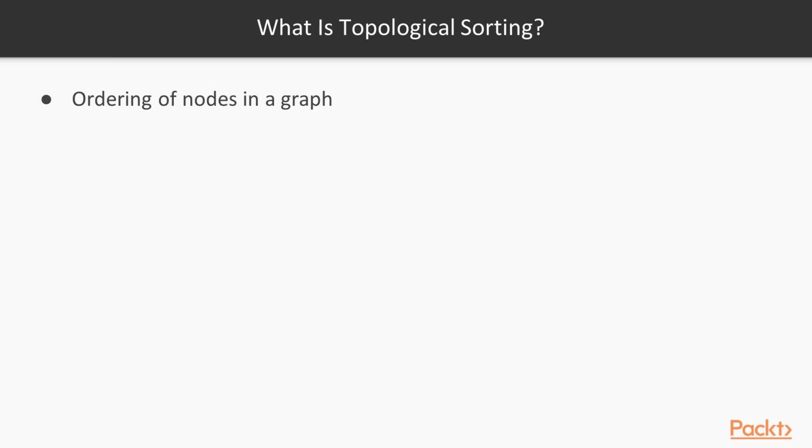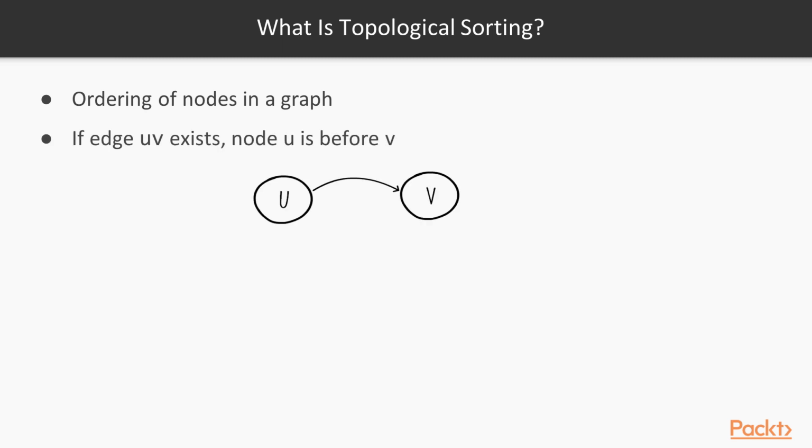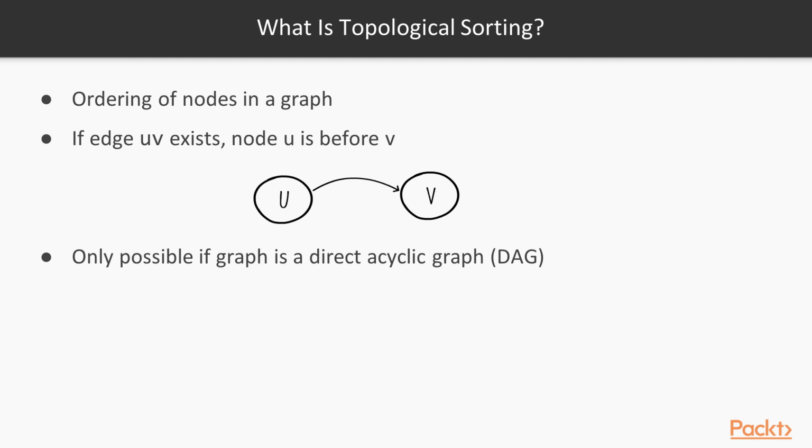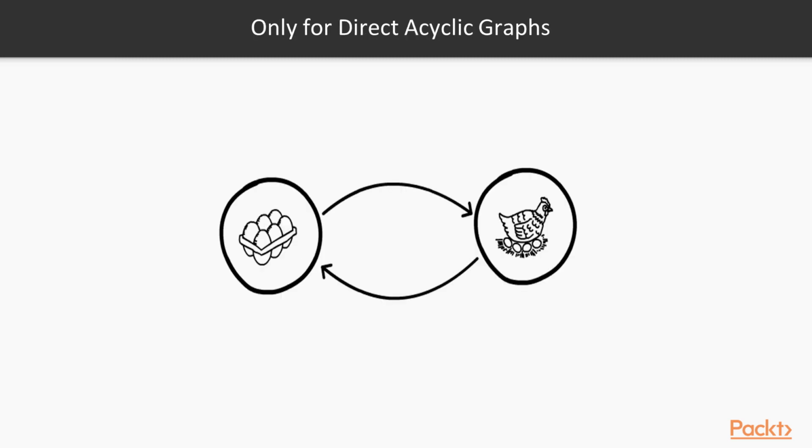So what is a topological sort? Simply put, it's an ordering of the nodes in a graph. Basically, if an edge from node U to node V exists, as in this diagram, then node U should come before node V. It's important to remember that topological sorts can only work if the graph is a directed acyclic graph. This is because if our graph contains a loop, there is no clear order in which nodes should come first. Here is a very simple graph showing the problem. If we have two nodes, both pointing at each other, which one should come first?